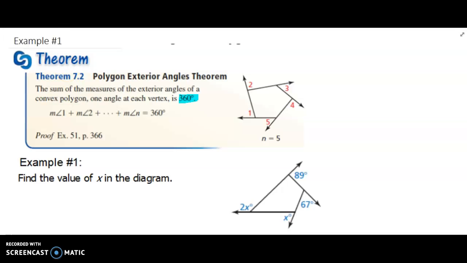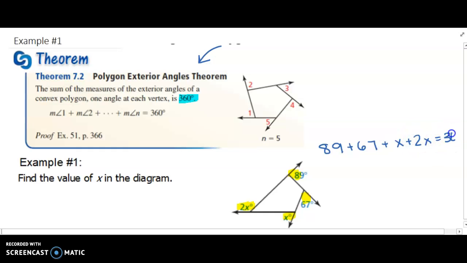All right, so if we look at example number 1, this is an exterior angle, this is an exterior angle, this is an exterior angle, and this is an exterior angle. And this theorem here tells us that if we add up all of these exterior angles, they would equal 360 degrees. So let's do it. 89 plus 67 plus x plus 2x equals 360.